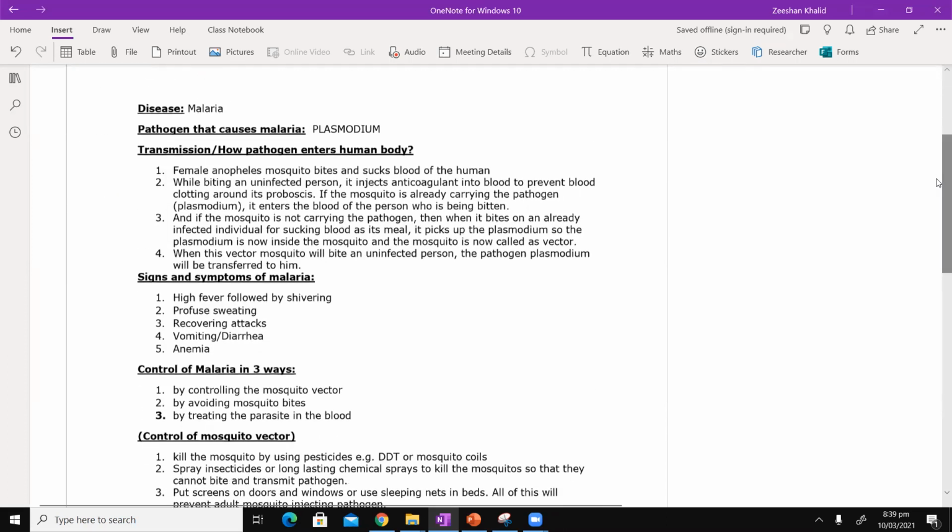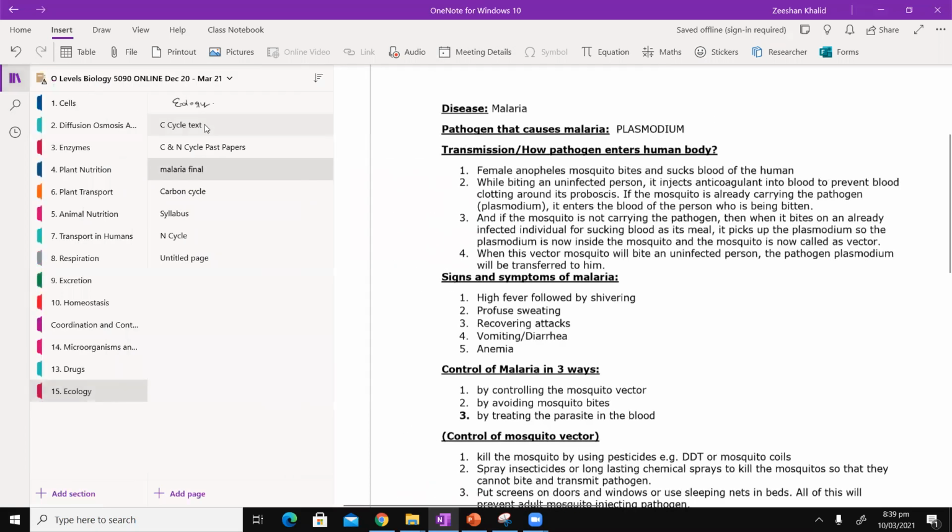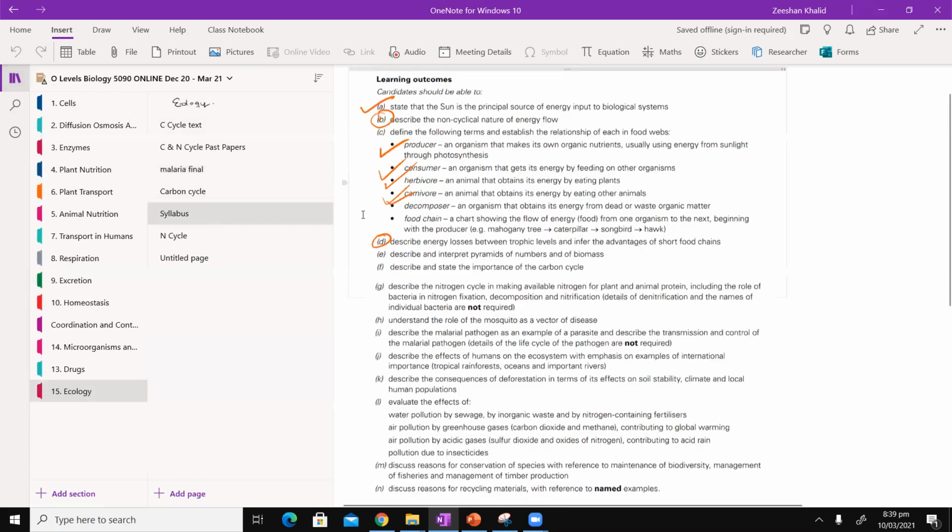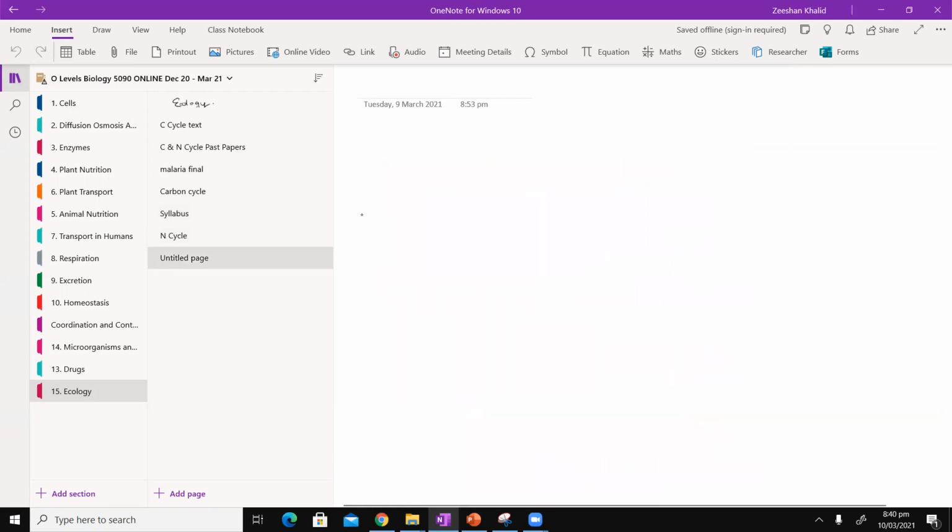चलें जी. So the next thing that we need to know is, let me go to the syllabus and tell you what we're talking about. So we're trying to look at this point, which says: understand the role of mosquito as a vector of disease, describe the malarial pathogen as an example of a parasite, and describe the transmission and control of malarial pathogen. Details of life cycle of pathogen are not required. Okay, तो हमें इसकी डिटेल में जाने की कोई ज़रूरत नहीं है.